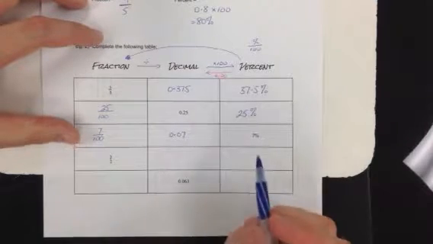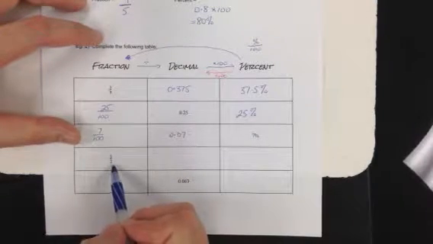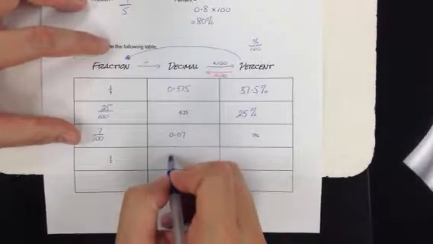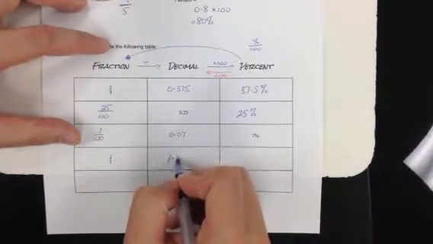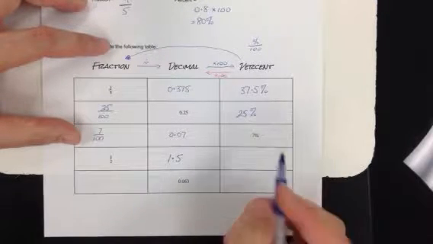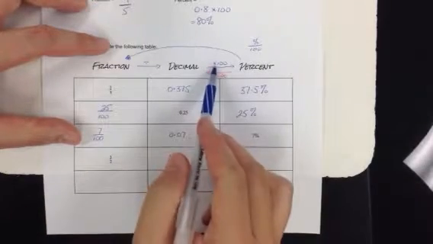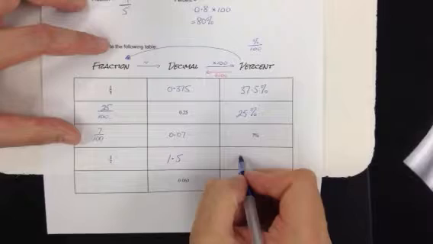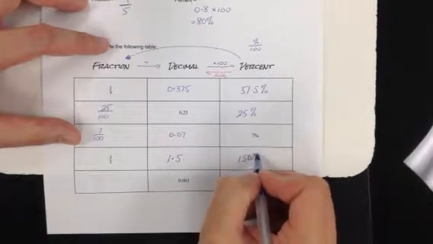The final two here. 3 divided by 2. Well, from a fraction to a decimal, we can do that division. And in our calculator, we would get 1.5. And once I have a decimal, I can multiply by 100 to get the percent. And 1.5 times 100 is 150%.